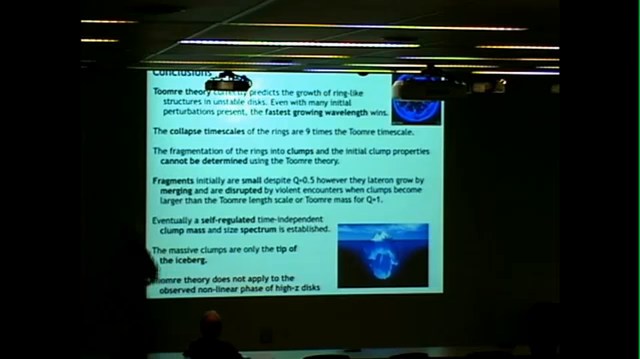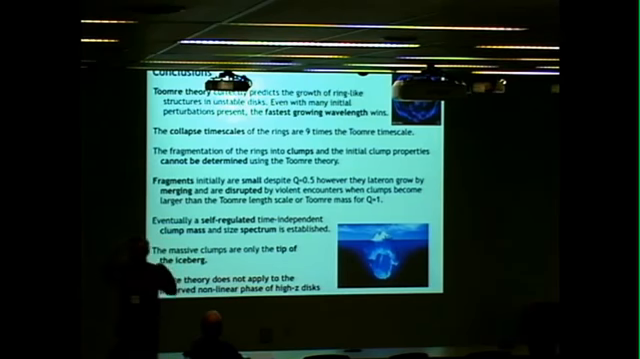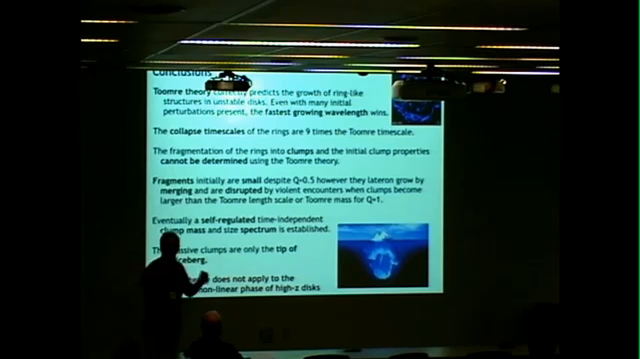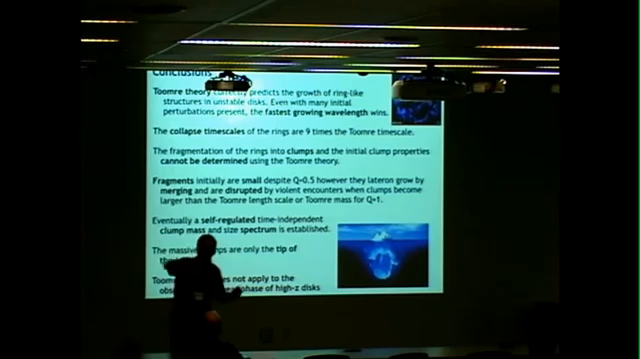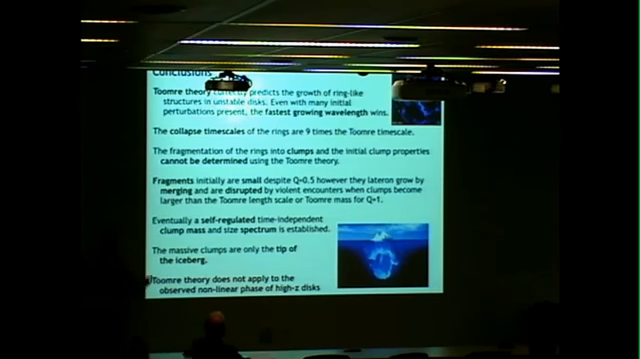How many clumps form depends on how thin the rings are. How thin the rings are depends either on your resolution or your thermodynamics. The rings would collapse to an infinitely thin spindle if they could, and then you get an infinite number of clumps, because the size of the clumps is given by the thickness of the ring. So I could get any number of clumps depending on how I set up the rings. So this is something which is not determined by the Toomre theory.